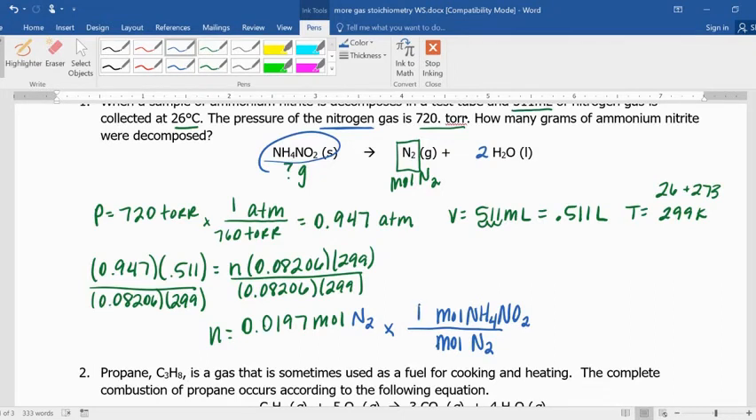But actually, we would have gotten lucky. Our mole ratio is just 1 to 1 here because remember, it comes from our coefficients. So 1 and 1. And now that we're in moles, we want to convert to grams. So we will do molar mass.